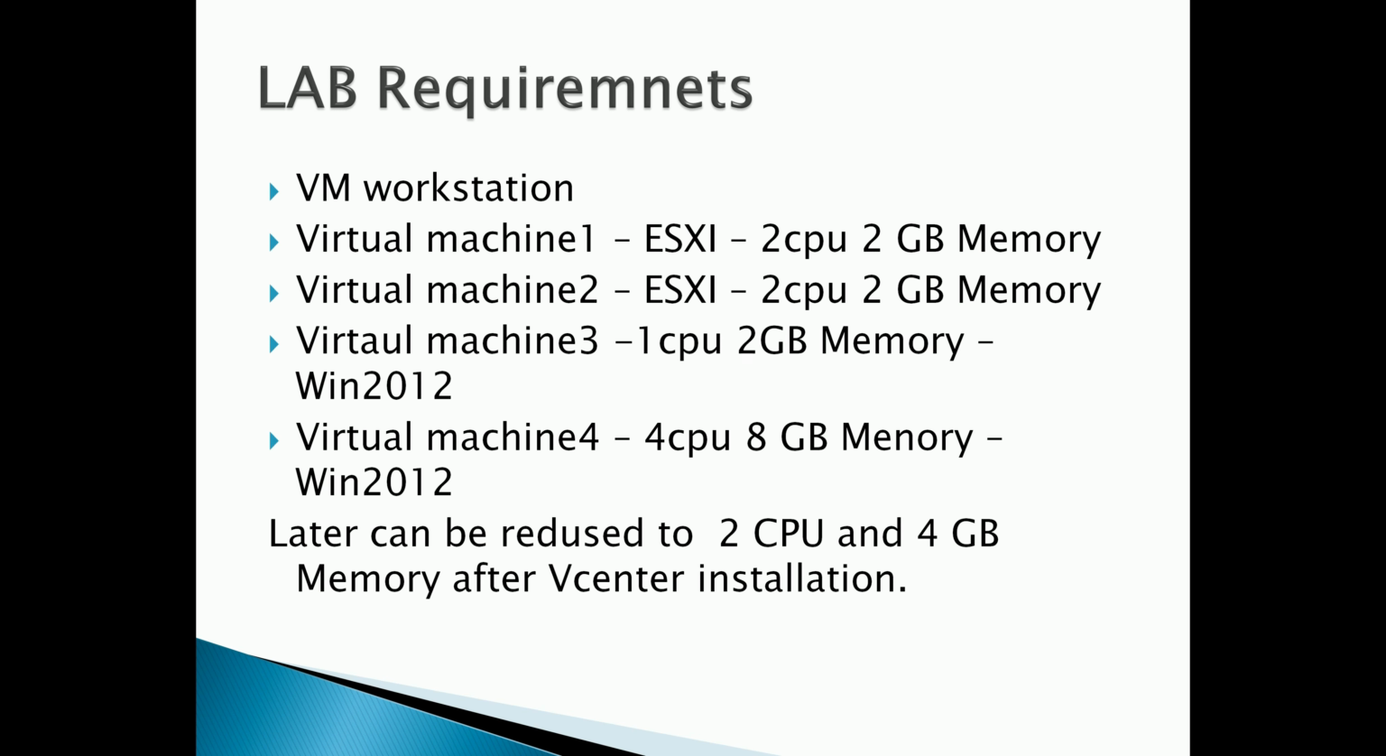So for virtual machine 1, we'll be installing an ESXi with 2 CPU and 2 GB memory. Similarly, another ESXi, and virtual machine 3 will be installing Windows 2012 to install Active Directory, and virtual machine 4 will be installing with a vCenter server. Once the vCenter server is installed and configured, later we can reduce it to 2 CPU and 4 GB memory. So let's go and install the lab.